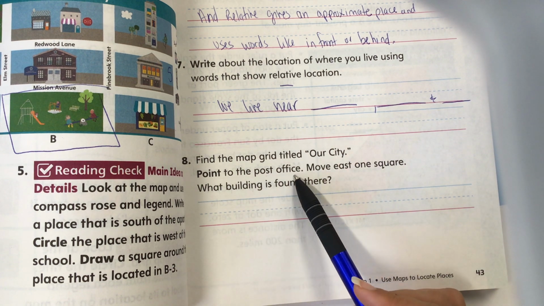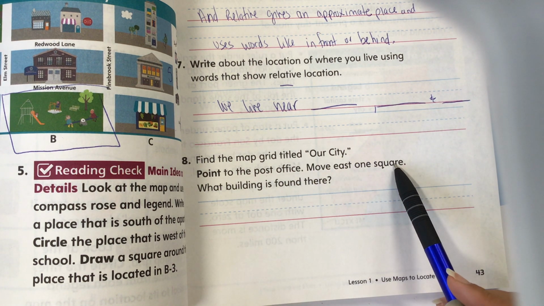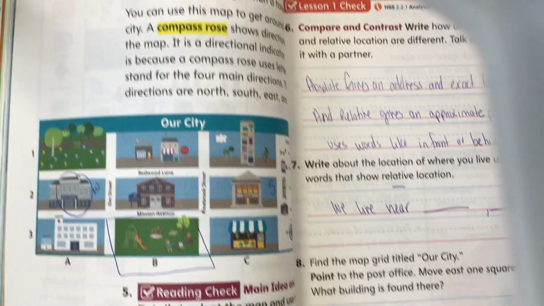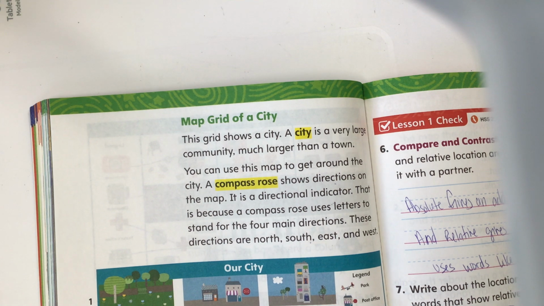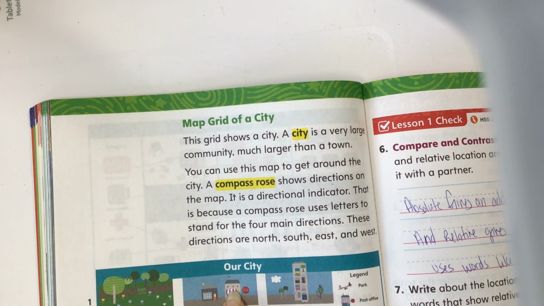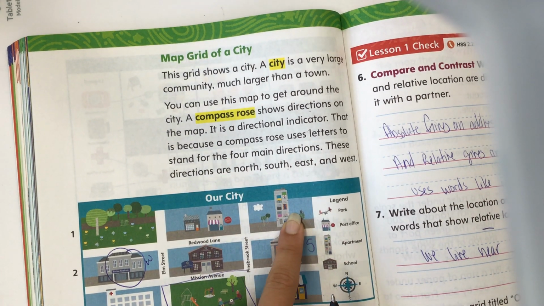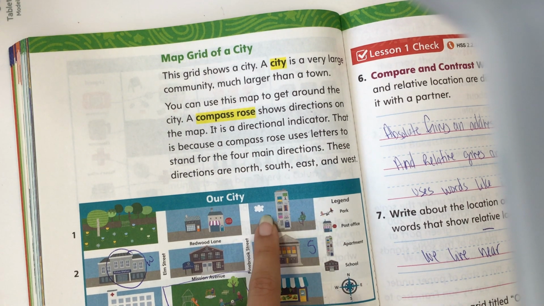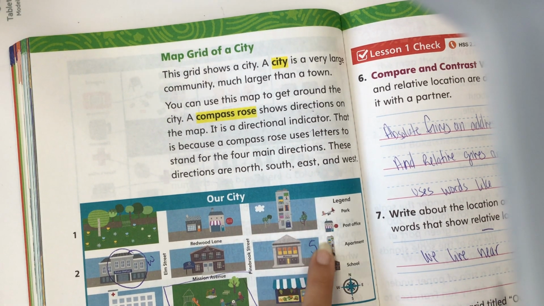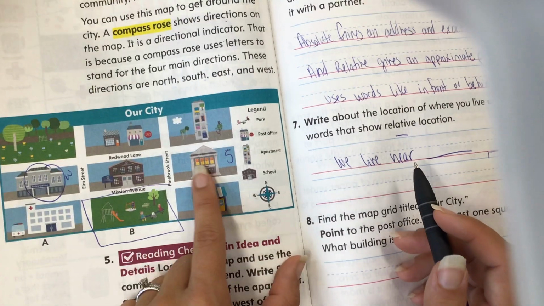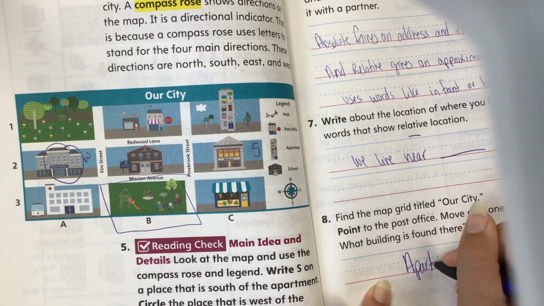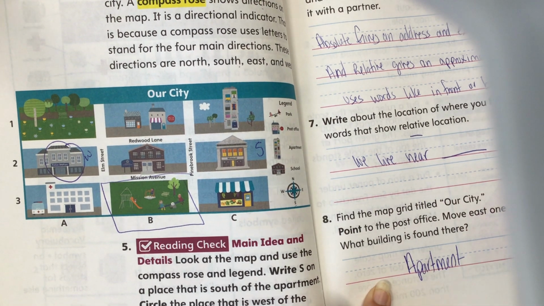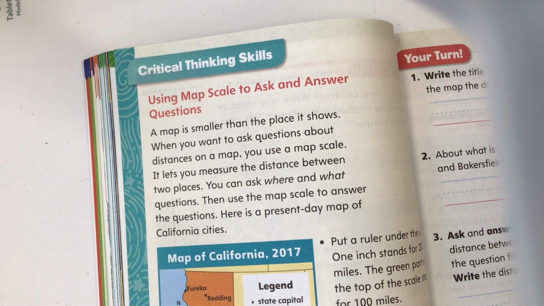Number 8, find the map grid titled Our City. Point to the post office. Move east 1 square. What building is found there? So let's go over here. And the post office, it has this right here. Move east, so east is this way. And what building is found there? This is an apartment, because I look at the legend and it shows the word apartment right here. So it is an apartment building that is found there.